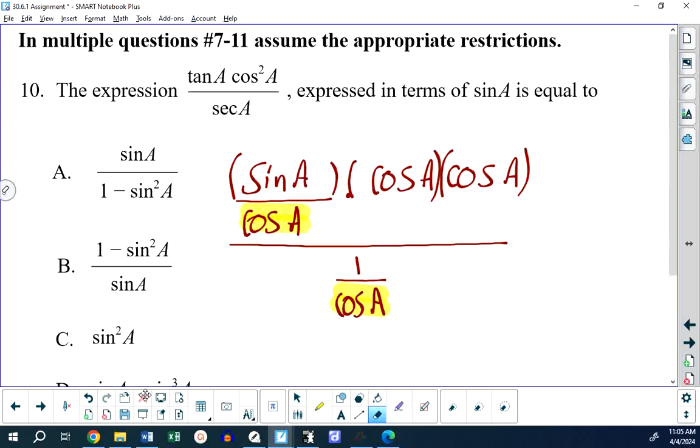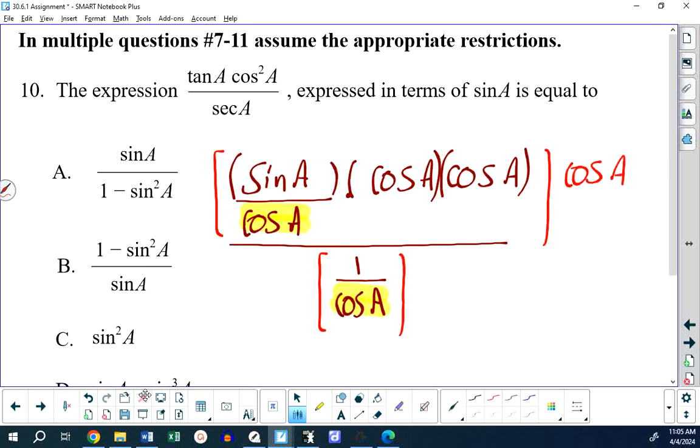So I have to multiply the top and the bottom by cosine of A to clear those many denominators. Now, I'm teaching you a lot of Math 20 right now, actually. I could just get to the answer. But I want somebody to explain why, when I multiply the top by cos of A, I do not do that. That would be wrong. Why don't I multiply everything on the top by cos of A?